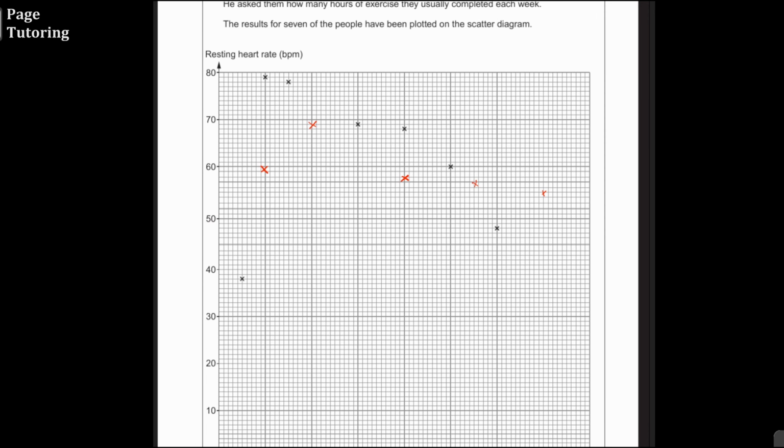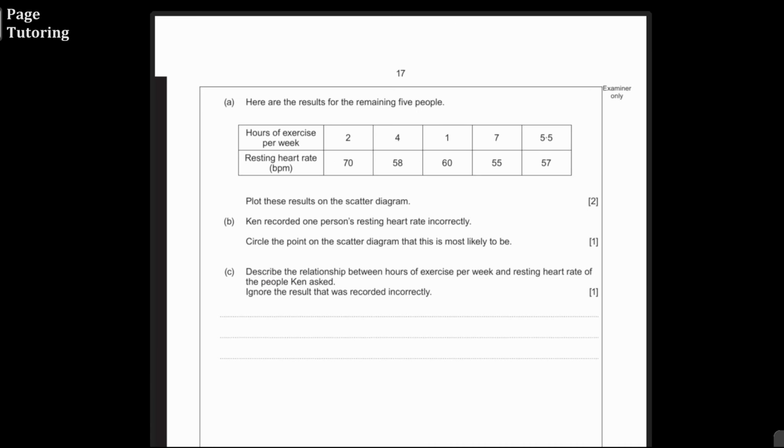So now in red, I've added on the additional points it's asked me to draw for part A. And when I was doing my plotting, I was just writing the hours as my x-axis or my bottom axis and my resting heart rate as my y-axis. Keeping in mind coordinates I've written with x and y. Part B. Ken recorded one person's resting heart rate incorrectly. Circle the point on the scatter diagram that's most likely to be.